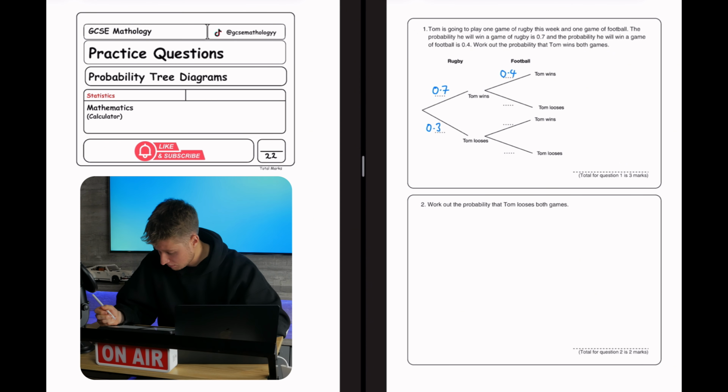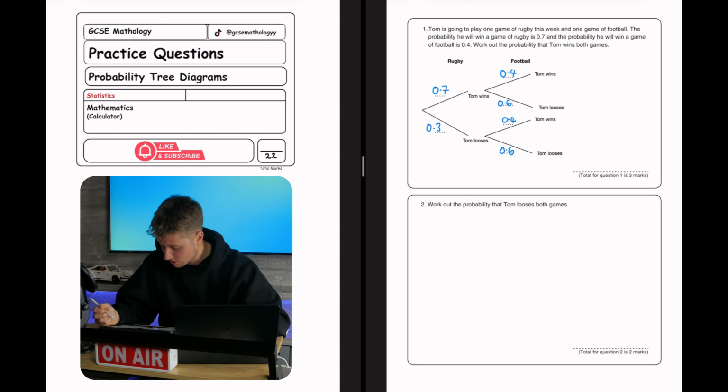For football, the probability that he'll win a game of football is 0.4. So if this here is 0.4, then the probability that he will lose is 0.6 because all probabilities have to add to 1. And then again, we've got 0.4 for the probability of winning, and then 0.6.